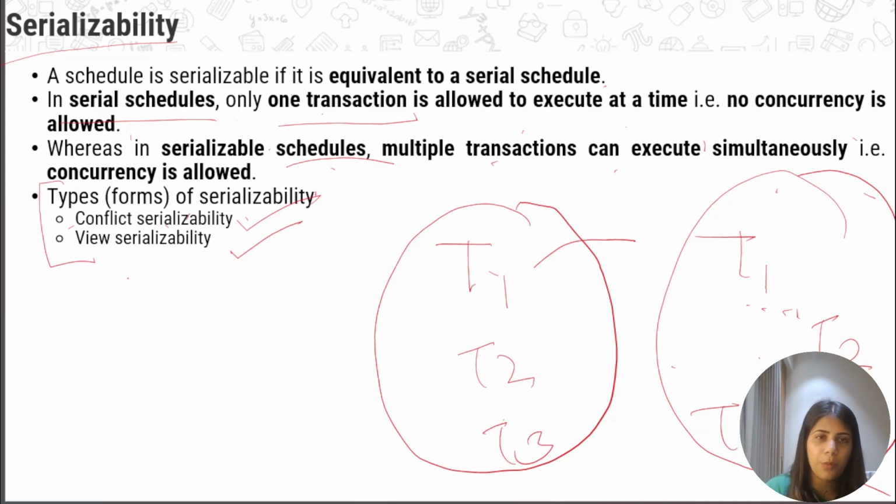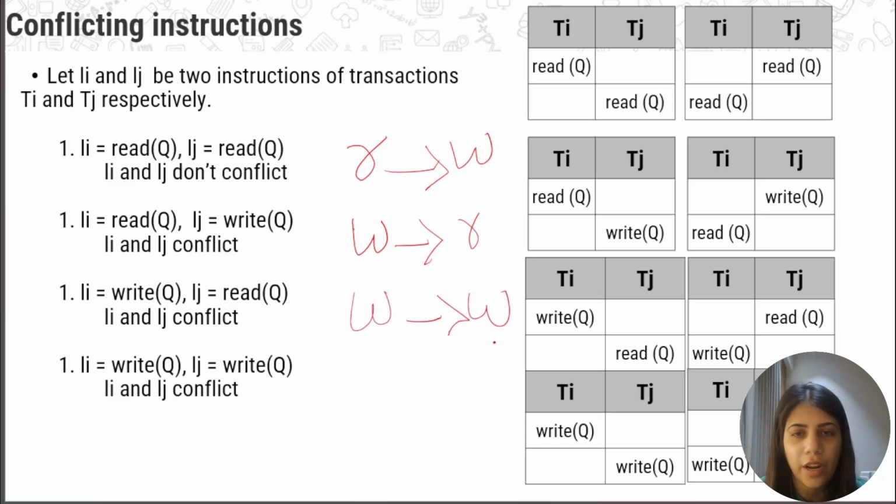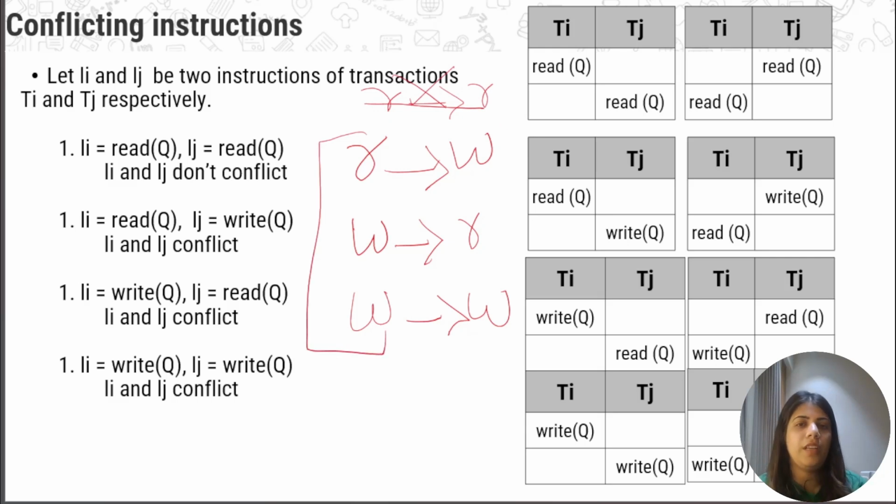Let's understand them one by one. Before going to these examples, let's establish a few things: there are three conflict pairs. You need to remember these. The first pair is read to write. The second pair is write to read, and the third pair is write to write. Read to read is not a conflict pair. These three are considered conflict pairs, which you need to remember. Read to write is one, and from the write state it can go to the read state and also to the write state.